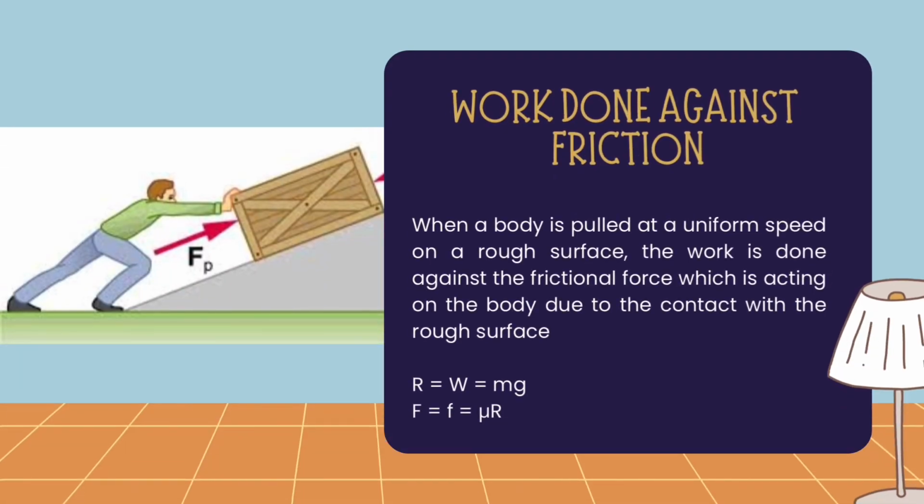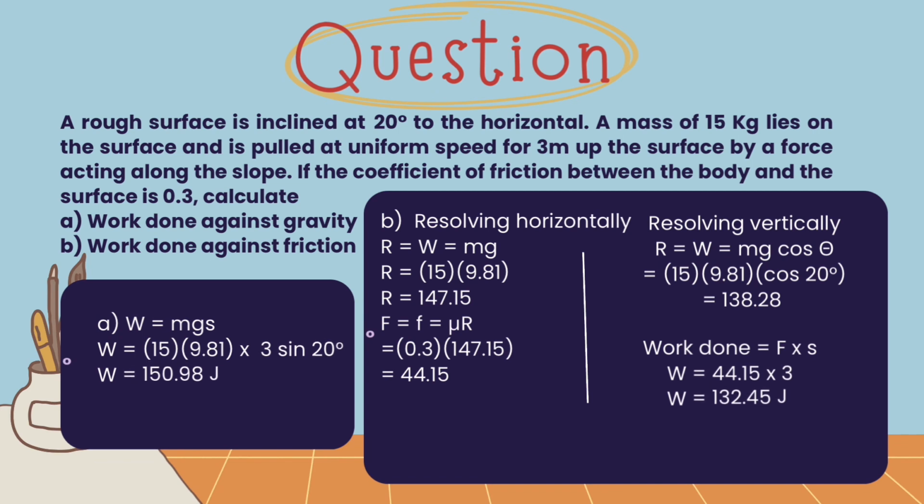Next is work done against friction. When a body is pulled at a uniform speed on a rough surface, the work is done against the frictional force which is acting on the body due to the contact with the rough surface. Look at the question. For question A, they ask us to calculate the work done against gravity. The formula for work done against gravity is W equal to mgs, where m is equal to 15, g gravity is equal to 9.81 and s displacement is equal to 3 sine 20 degree.